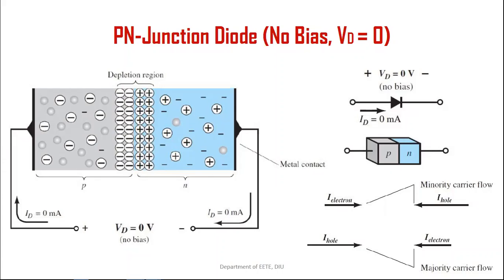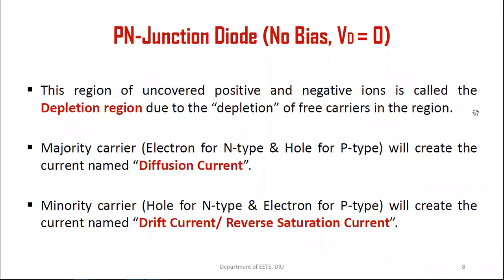The interesting thing is, if I go to the next slide, you see that the region that covers positive and negative ions is called the depletion region. We already discussed that the majority carrier, which is electron for N type and hole for P type, will create the current named diffusion current. The minority carrier, hole for N type and electron for P type, will create the current named drift current or reverse saturation current. So basically the minority carrier will create a current and the majority carrier will also create a current.